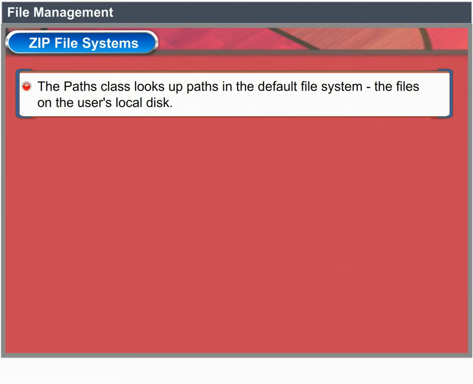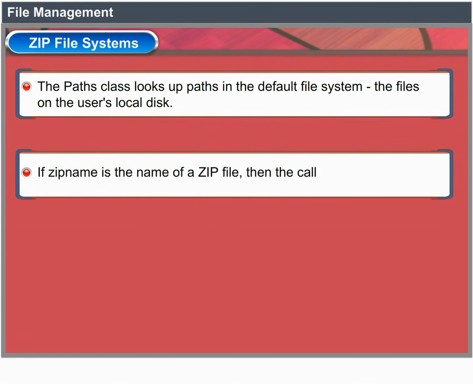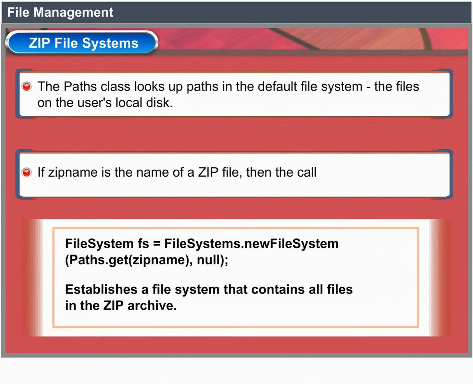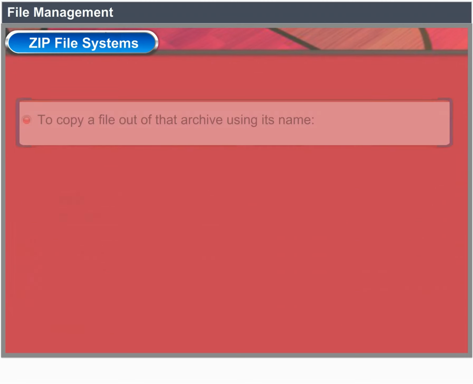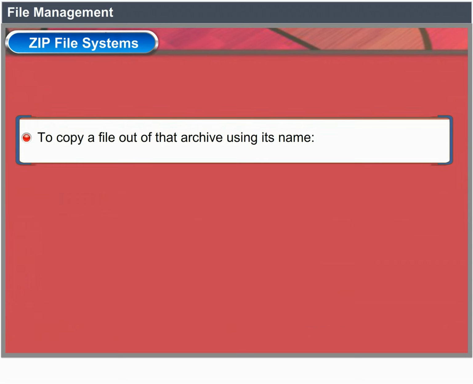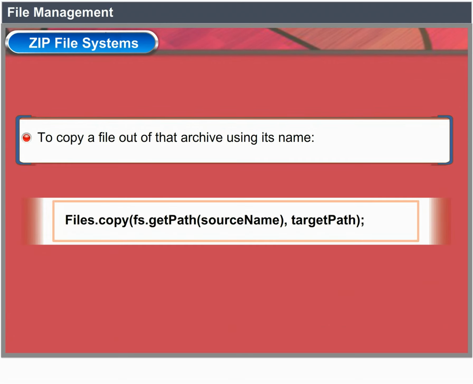Zip file systems. The Paths class looks up paths in the default file system, the files on the user's local disk. If zipname is the name of a zip file, then call FileSystem fs = FileSystems.newFileSystem(Paths.get(zipname), null). This establishes a file system that contains all files in the zip archive. To copy a file out of that archive using its name, Files.copy(fs.getPath(sourceName), targetPath).